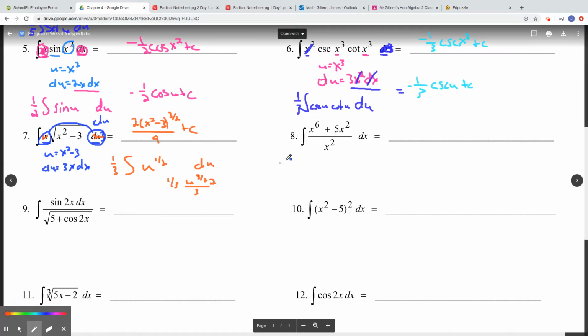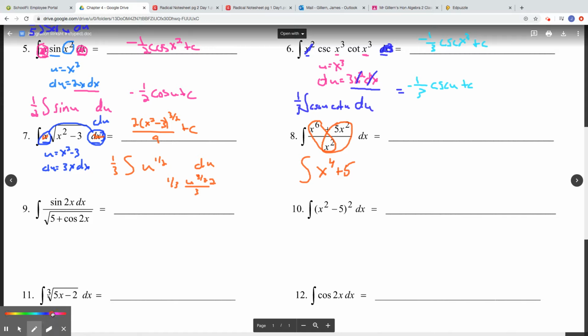Now, moving on to 8. There is no quantity being raised to anything here, right? There's no trig. This is the kind we've done before where you split this up and you split this up, and it's going to be 2 terms. This is really the integral x to the 6 over x squared is x to the 4th. 5x squared over x squared is 5.